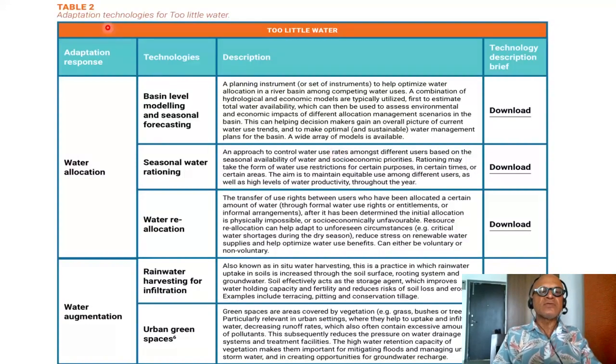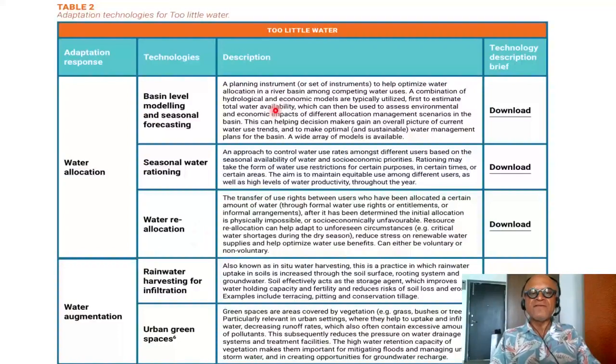So let's look at the next one here, adaptation technologies for too little water. So we have again adaptation response technologies description, and the report provides links to technology description briefs, which are definitely worth pursuing if you're interested in the details of any of these things. So let's deal with water allocation as an adaptation response to too little water. Technologies include basin level modeling and seasonal forecasting, seasonal water rationing, water reallocation.